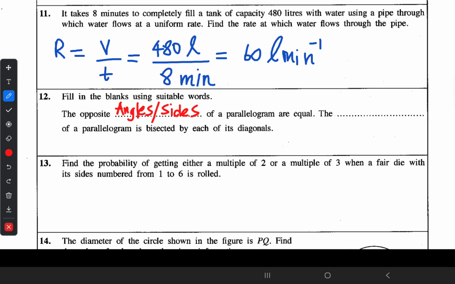The blank of a parallelogram is bisected by each of its diagonals. The blank of a parallelogram is bisected by each of its diagonals. So blank means the area.